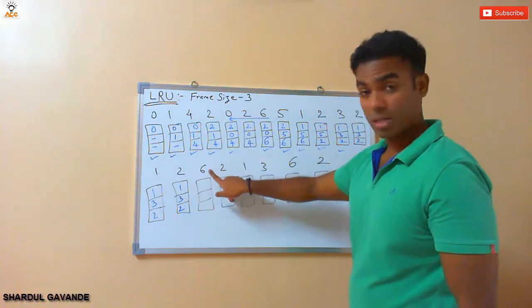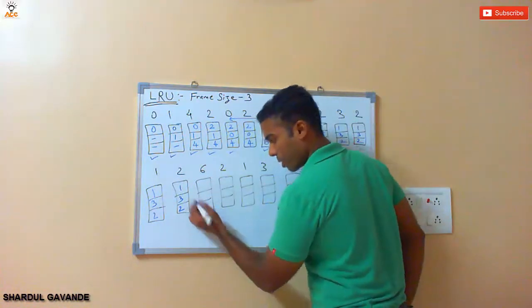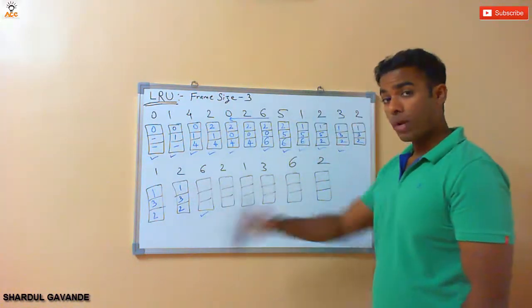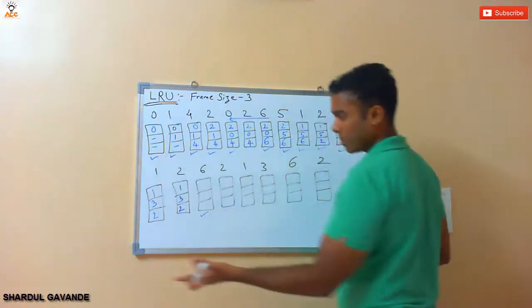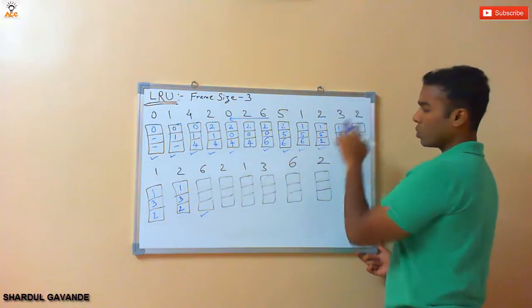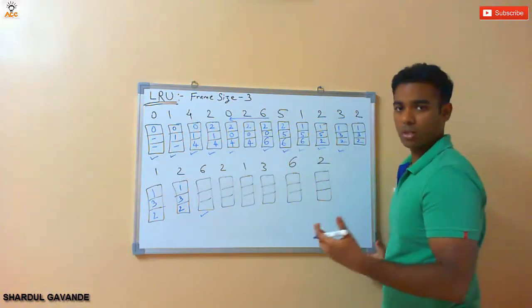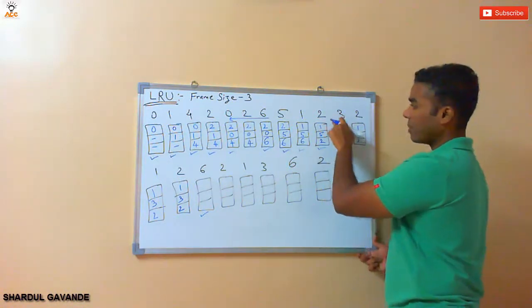Now we have 6 over here. So page fault because 6 is not present. Now which one to replace? So 2 is being used. 1 is also being recently used. So 2 is again used. 2 is used for a very long time. Okay. And 3. So number 3 is not being used.